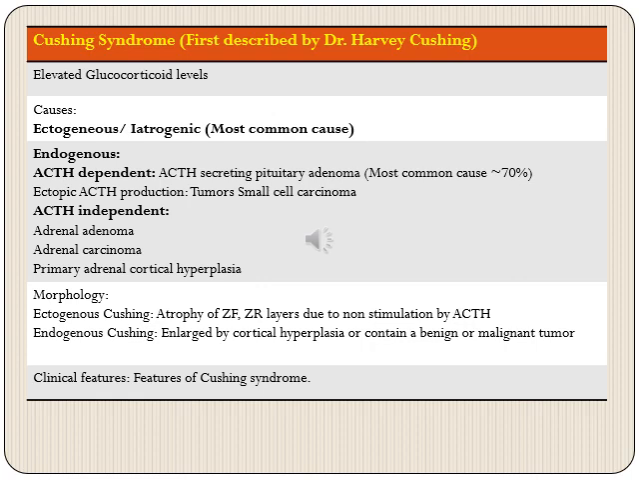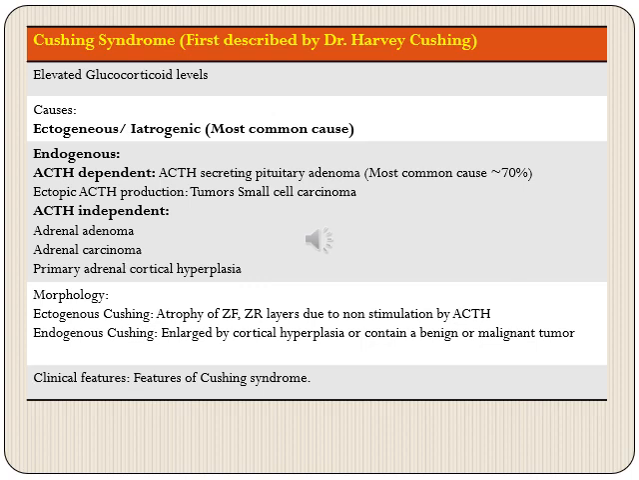Almost 70% of causes of endogenous Cushing syndrome are because of some pituitary adenoma which secretes ACTH. Then there can also be rarely ectopic ACTH production as a part of some paraneoplastic syndrome as seen in the case of small cell carcinoma lung. Cushing syndrome can also be ACTH independent where the cause is located within the adrenal. These can be because of adrenal adenomas, adrenal carcinomas, and primary adrenal cortical hyperplasia.